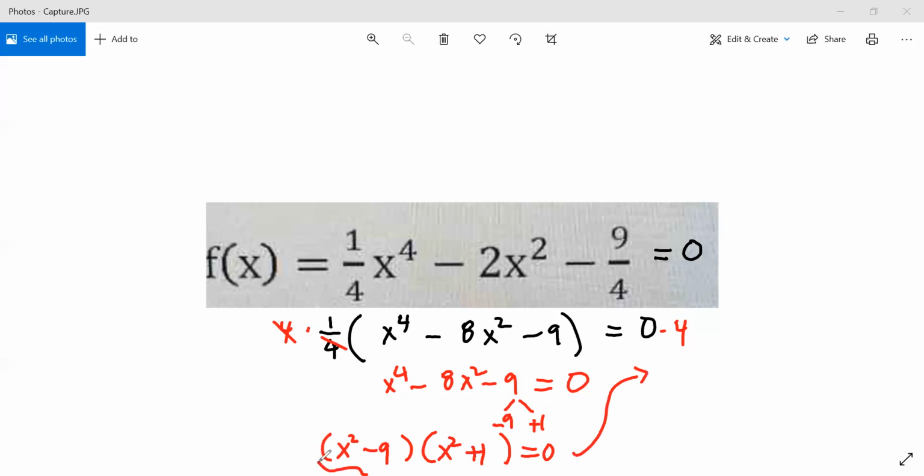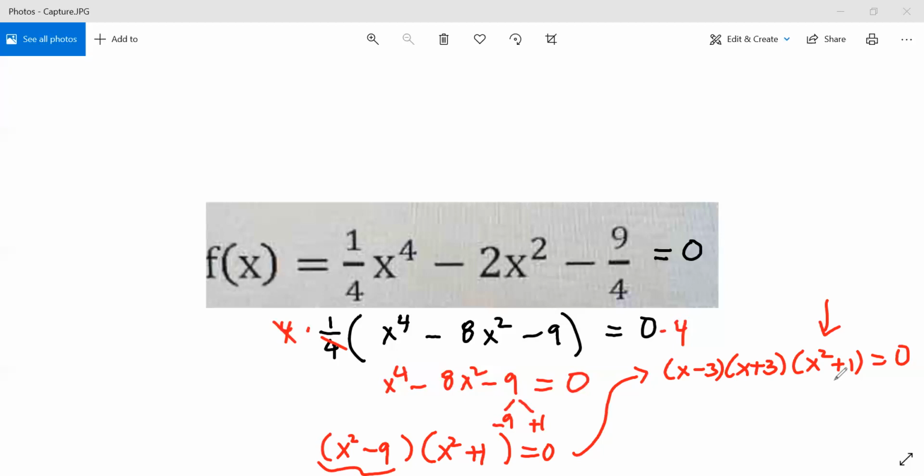See, this is quadratic. This will still be factorized, which is x minus 3, x plus 3, times x squared plus 1 equals 0. This one here cannot be factorized because x squared plus 1 is irreducible. Because if you set it to 0, x squared cannot equal -1. So this has complex zeros, actually.